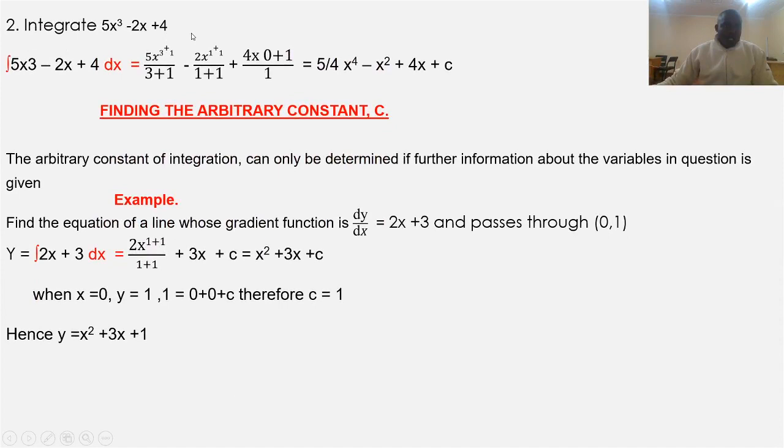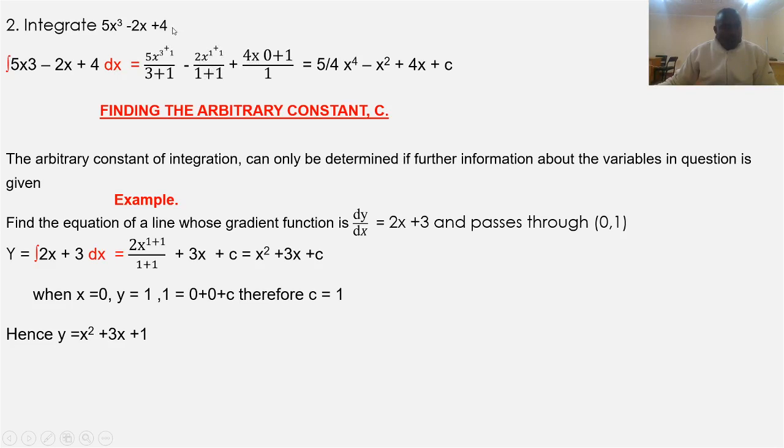If I integrate this, I'll have to integrate each part separately. Now, we start with 5x cubed. It will be 5x to the power 3 plus 1, all over 3 plus 1, then minus 2x to the power 1 plus 1, all over 1 plus 1, then plus 4. Remember, x has a power of 0 here.